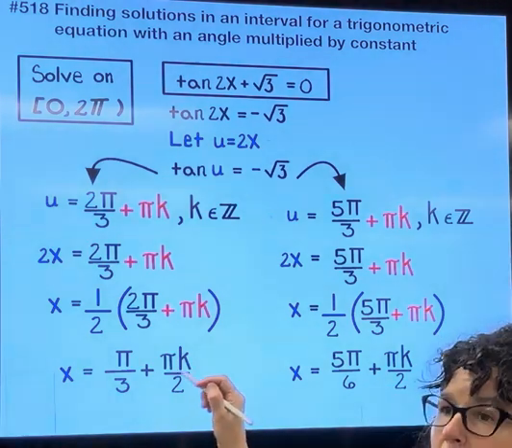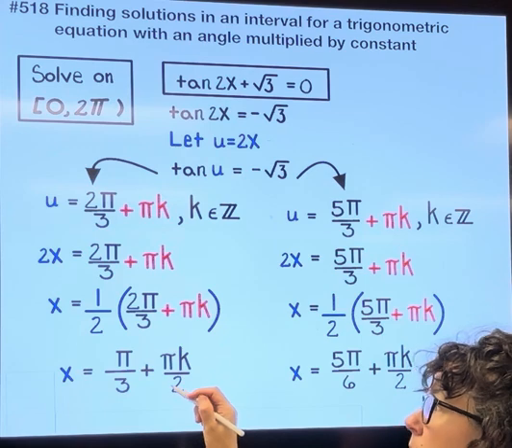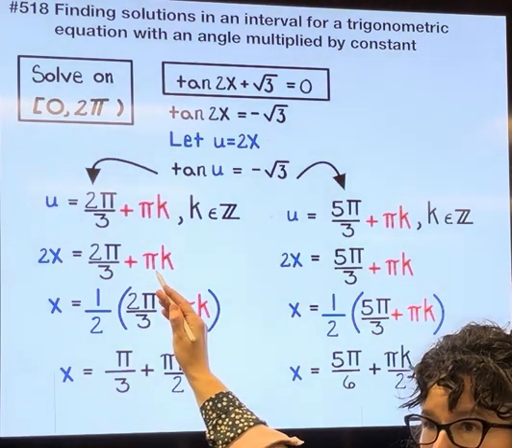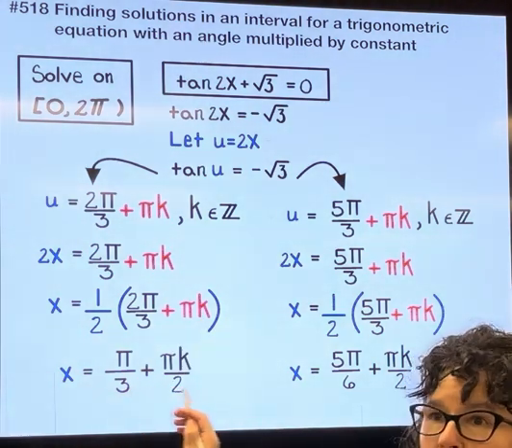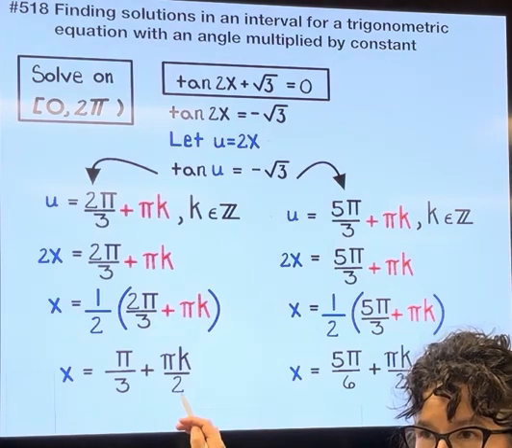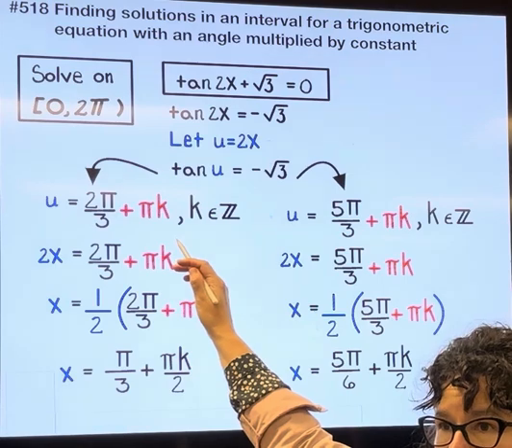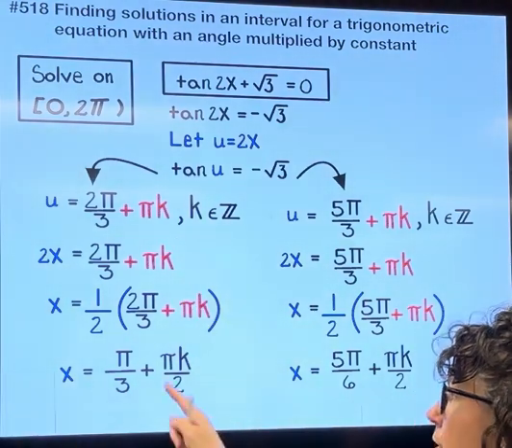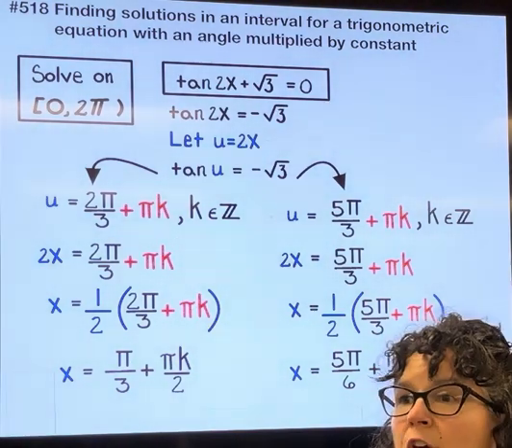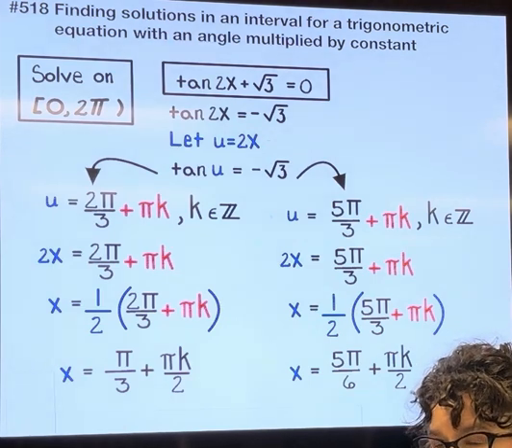If we would have waited to put on the plus pi k to here, see how it wouldn't be the right answer? It has to be done up here. Okay, so now these equations generate all the angles.